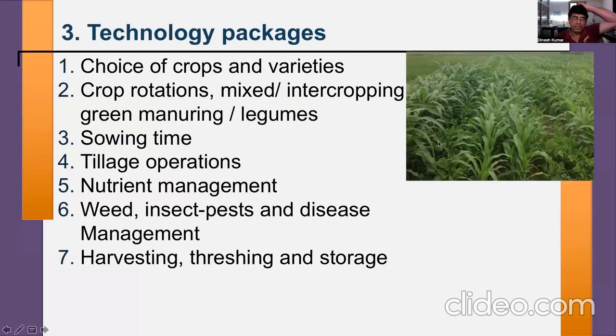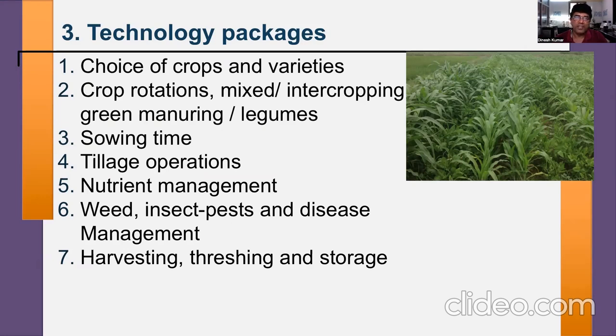Now the third one is the technology package, means how to do it, how to grow it, how to make the choice of variety, choice of crop, crop rotations, sowing time, tillage operation, nutrient management, weed, insect pest. So this is your technology package. This is being done by research. What should be the sowing time? Do we have the same sowing time? What should be the intercropping combination, varieties and so on? Means crop production package, we need to learn, farmers need to know, and it is getting evolved.